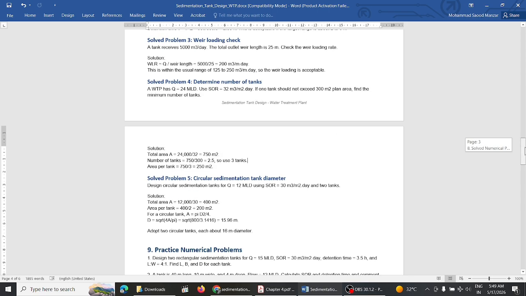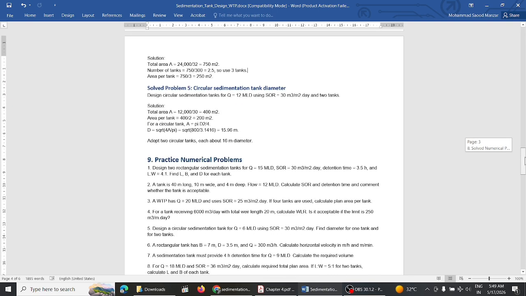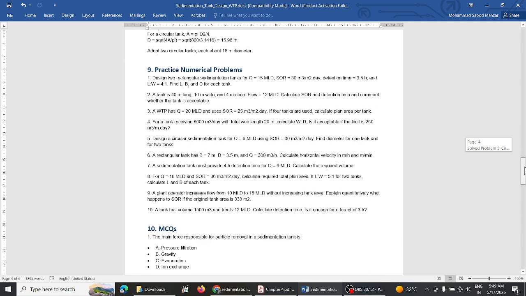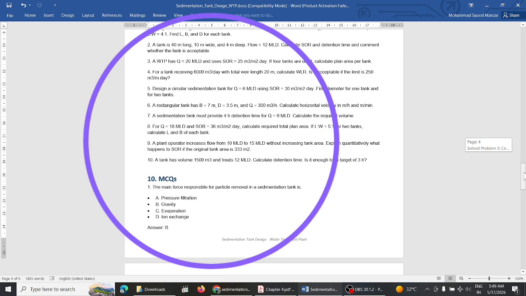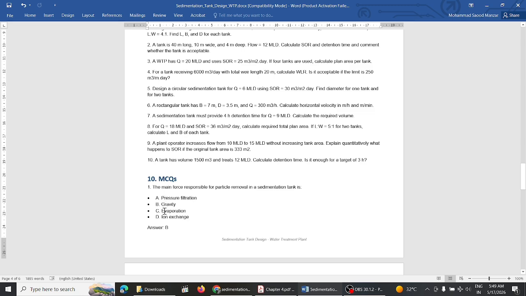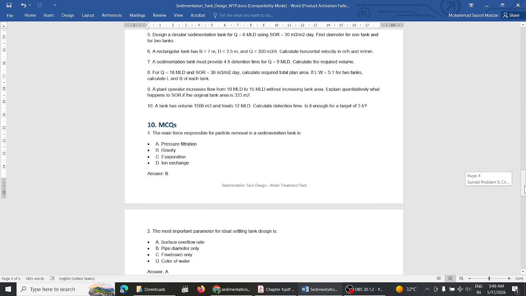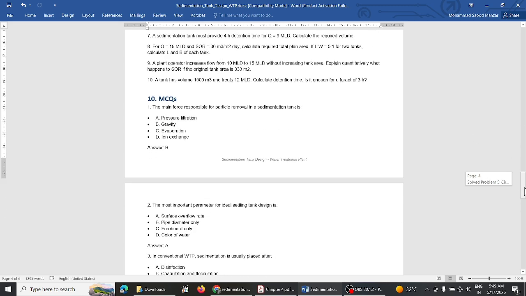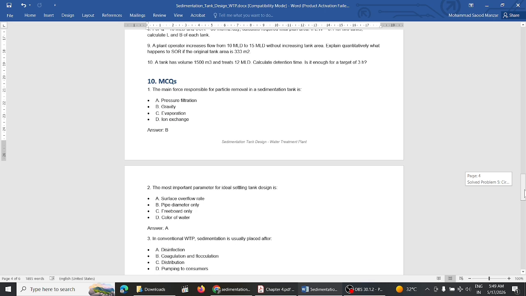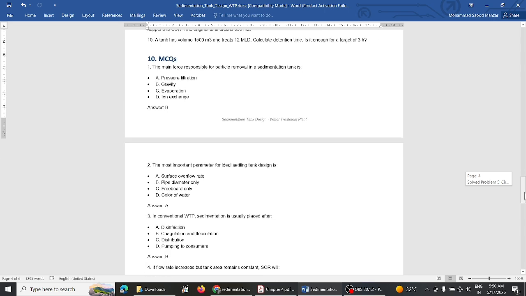Similarly, this is for circular sedimentation tanks, which we have not covered, so we will skip these. These are some of the practice problems. For example, the main force responsible for particle removal in a sedimentation tank is pressure, gravity, or evaporation. So it is gravity, not pressure. The most important parameter for ideal sedimentation tank design is surface overflow rate, pipe diameter, freeboard, or color of water. So this is surface overflow rate, not pipe diameter.